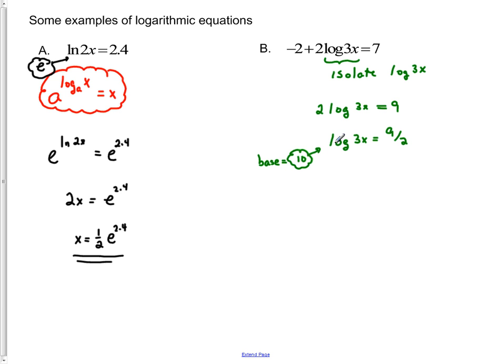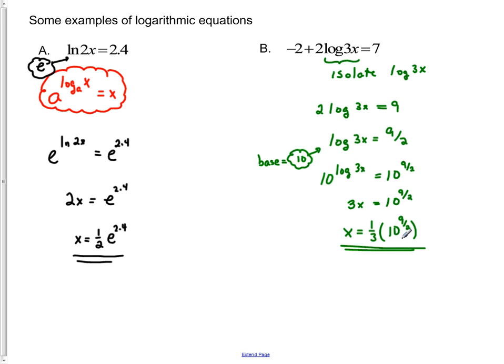So what we're going to have to do is exponentiate on both sides, and we're going to use a base 10. So we take 10 to the logarithm of 3x, which will equal 10 to the 9/2 power. That gives us 3x on the left-hand side, and we've got 10 raised to the 9/2 power. And to get x by itself, of course, multiply by 1/3. And we're going to find that x is equal to 1/3 times the quantity 10 to the 9/2 power. And that would be fine as an exact value solution.